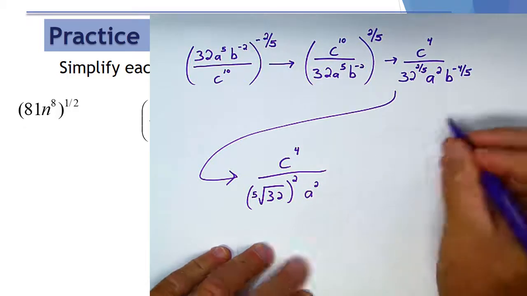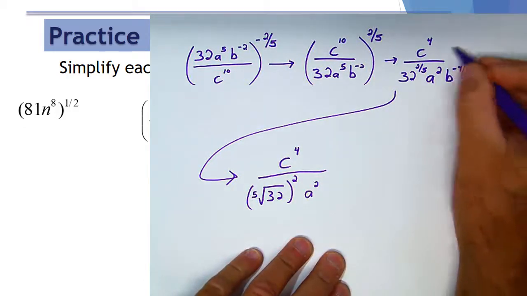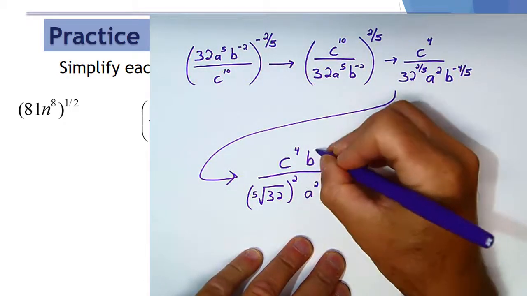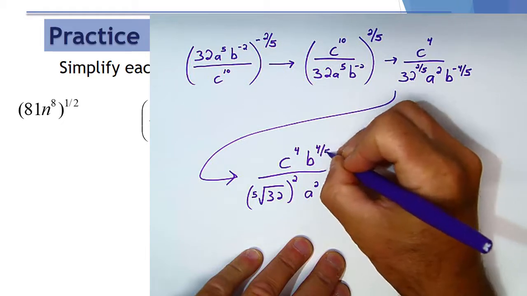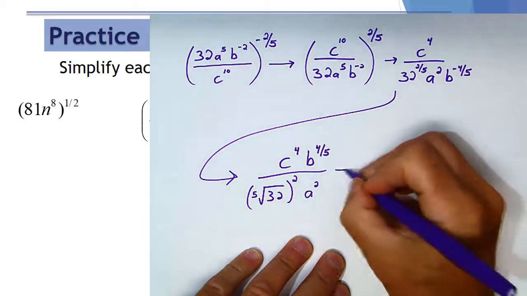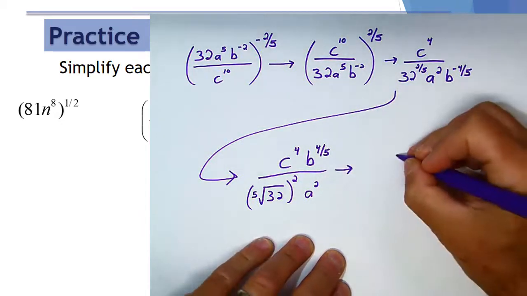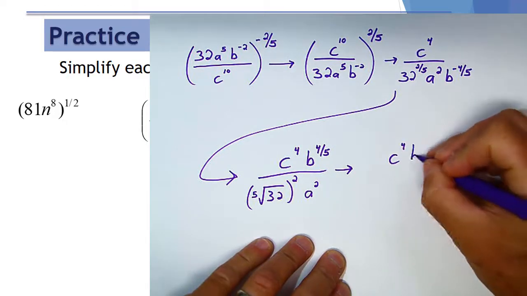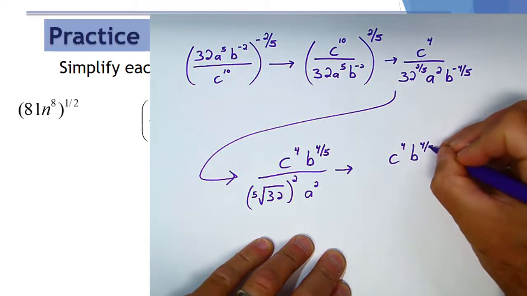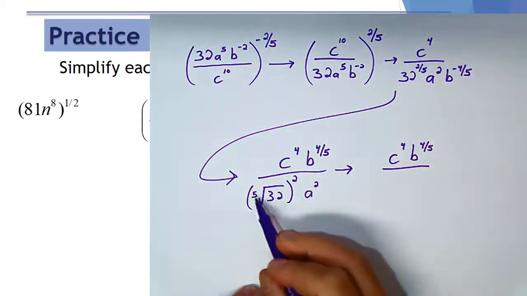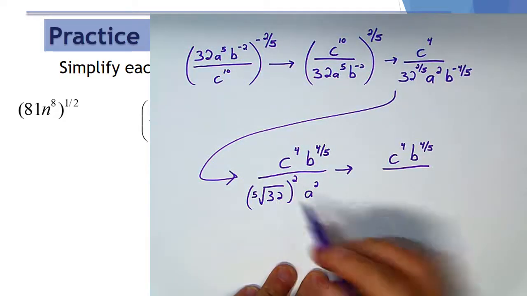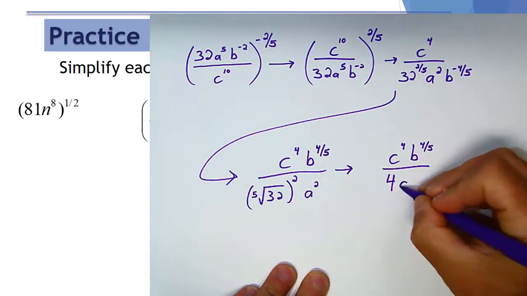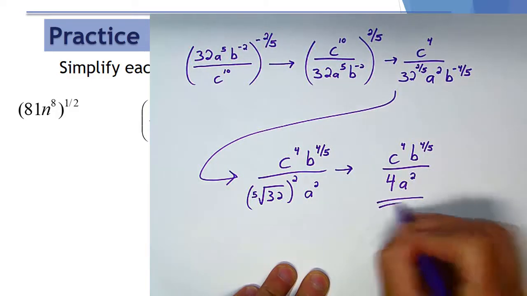And a squared. Now b to the negative 4/5, let's send that up to the top to become b to the positive 4/5. And one more step and we're there. That leaves us with c to the 4th, b to the 4/5 over the cube root of 32, which is 2, squared, or 4a squared, and that one is simplified.